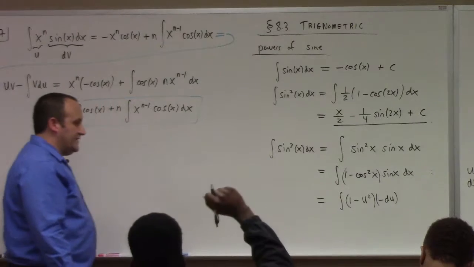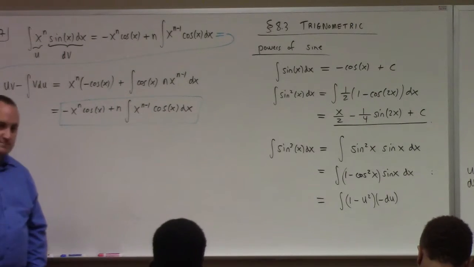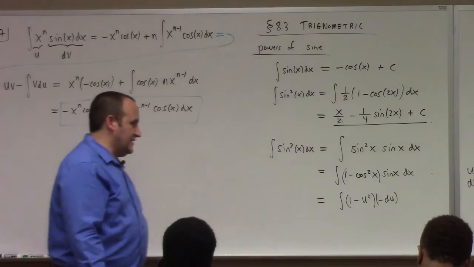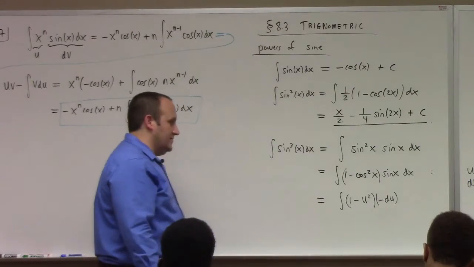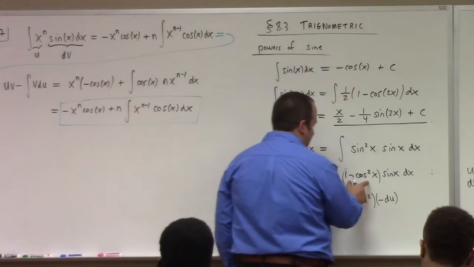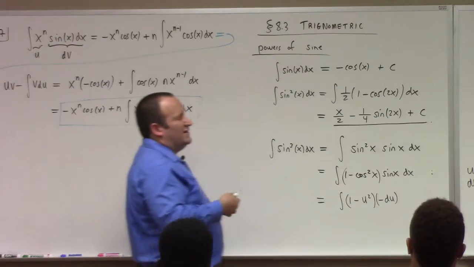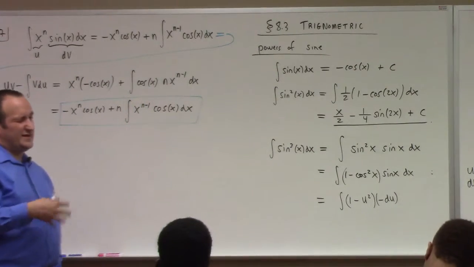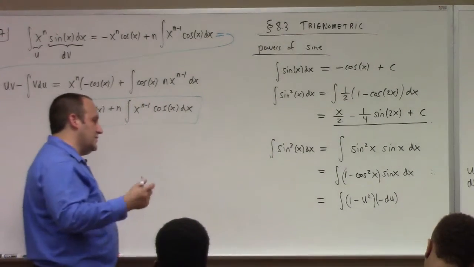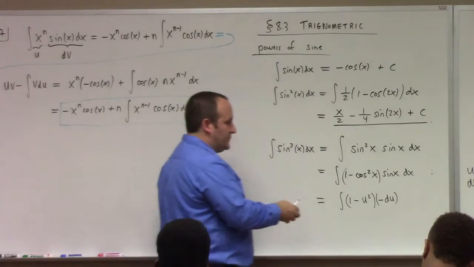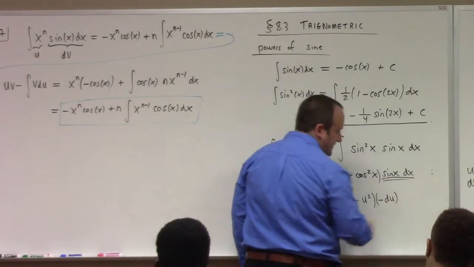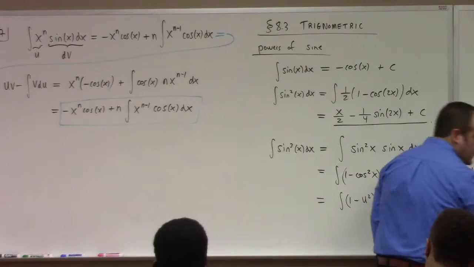With this u equals cosine substitution, sine squared would be 1 minus cosine squared x, because u equals cosine works. I don't want to make u equal 1 minus cosine squared, because then when I differentiate it, that would give me minus 2 cosine times minus sine dx, but I don't have a minus 2 cosine sine dx to make a substitution. What I have here is a sine x dx.